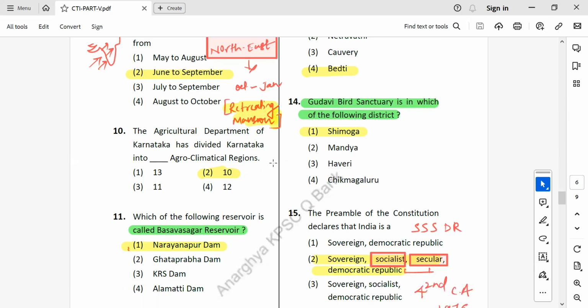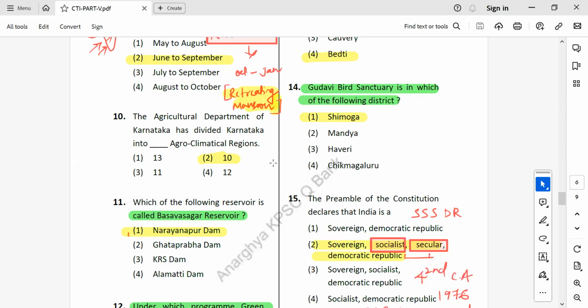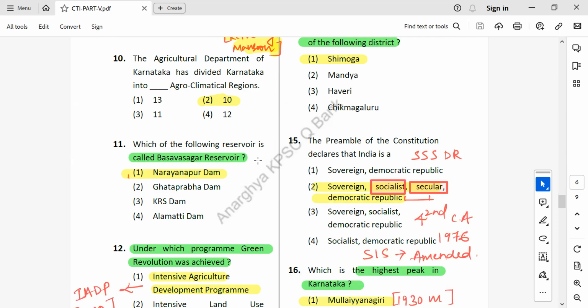Then the Agriculture Department of Karnataka has divided Karnataka into 10 agroclimatic regions. Different regions are there: northern region, northern dry region. No need to remember all these things. The fact is that 10 climatic regions is very important.